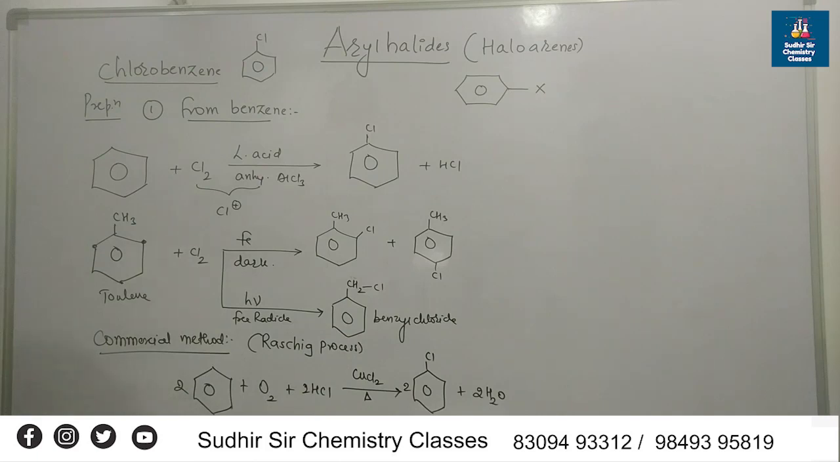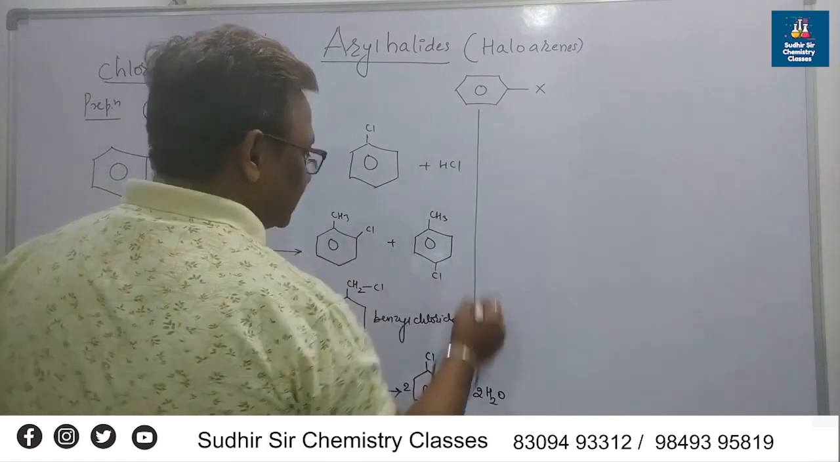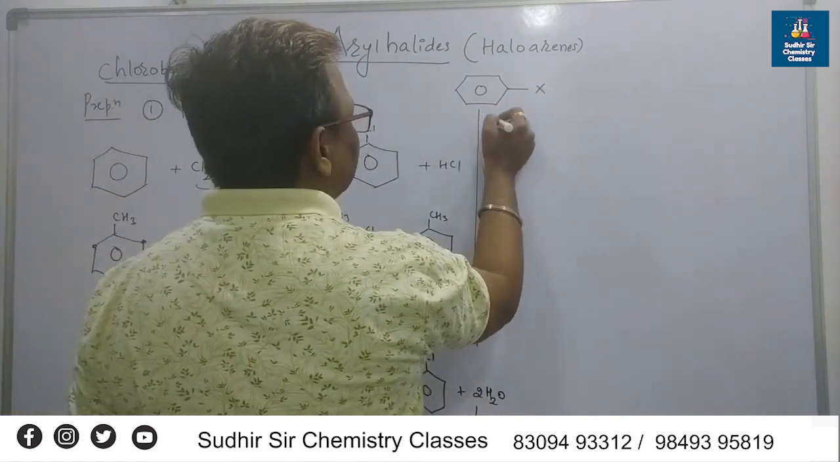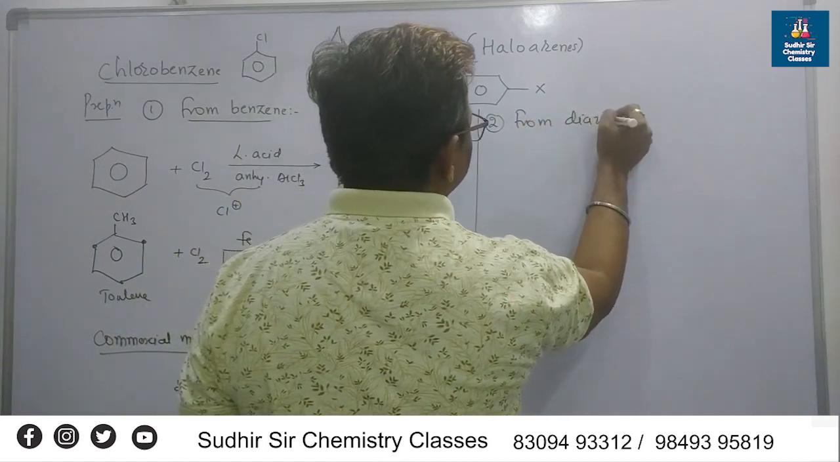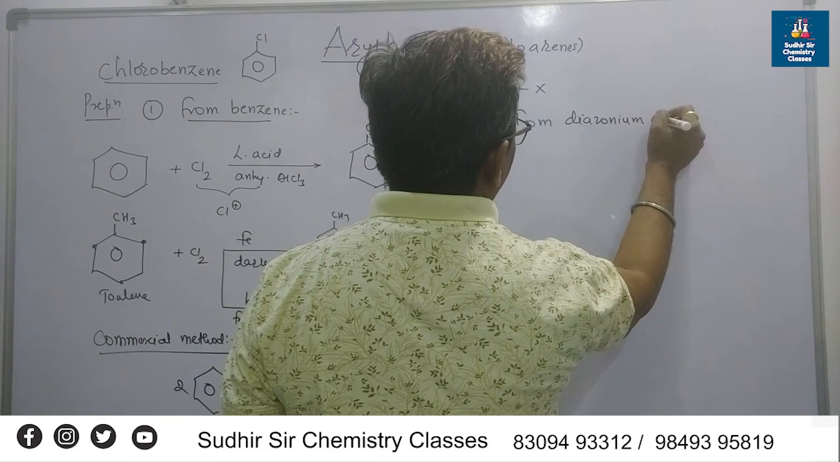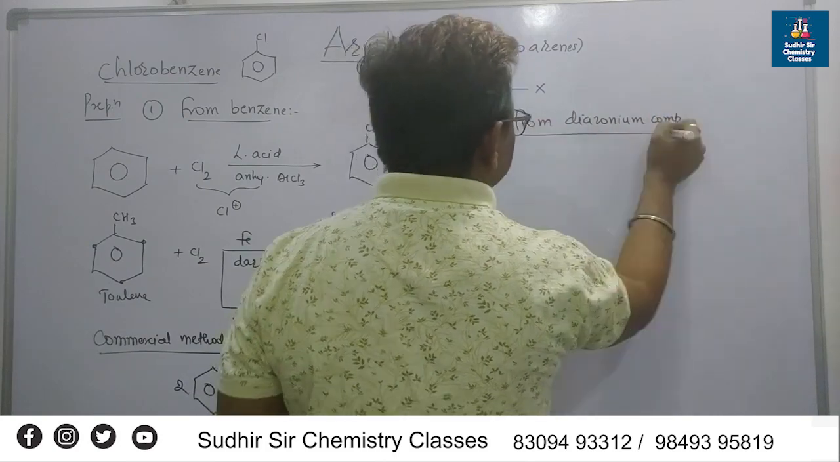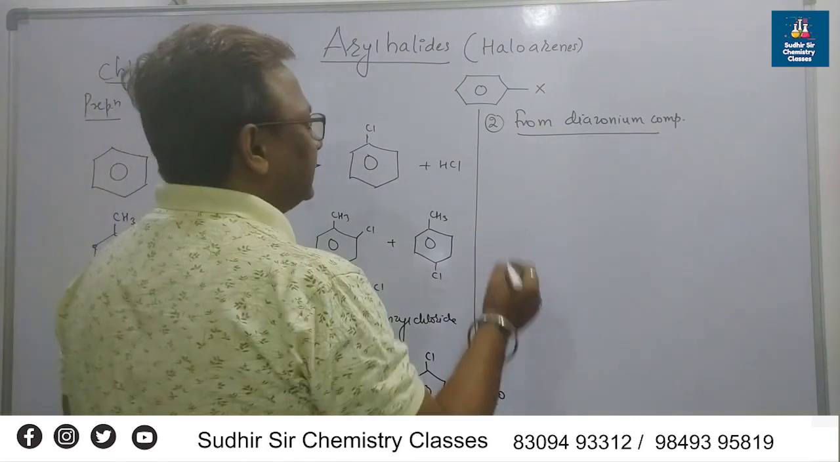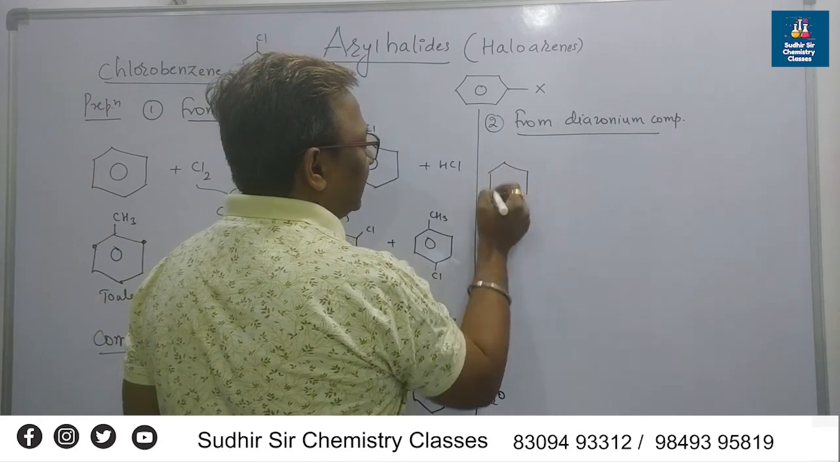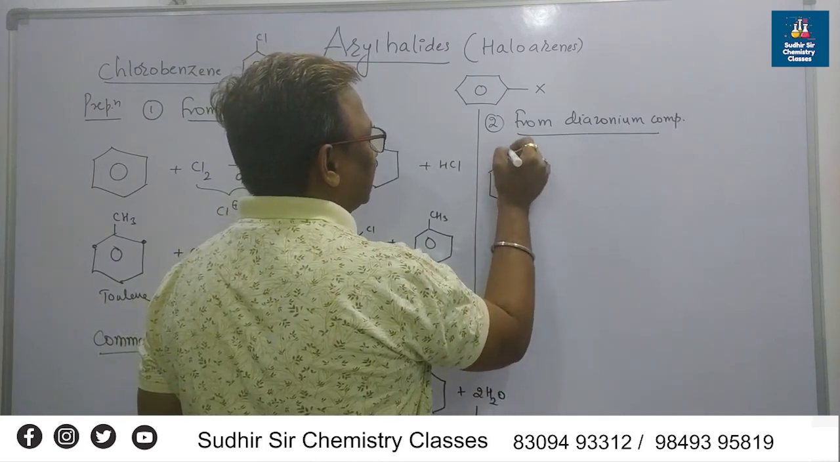But the second one, preparation of chlorobenzene can be done from the diazonium compound. Second method I will tell you, that can be done from a diazonium compound. A diazonium compound is nothing but a benzene diazonium salt. For this diazonium compound, what do we require? We'll take aniline. You know, a benzene ring bearing an NH2 group is called aniline.